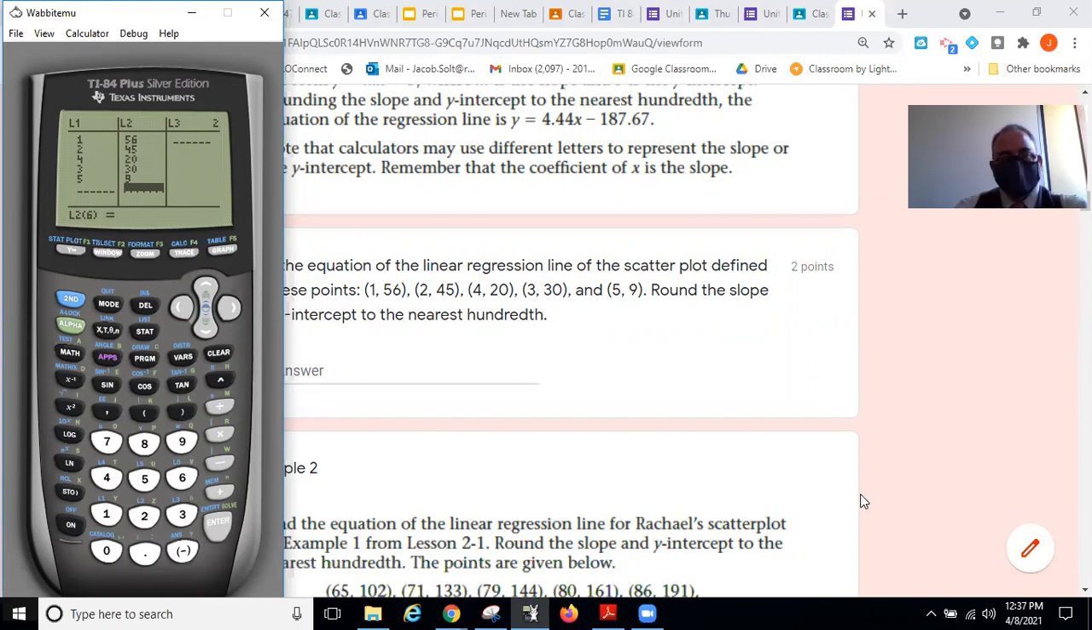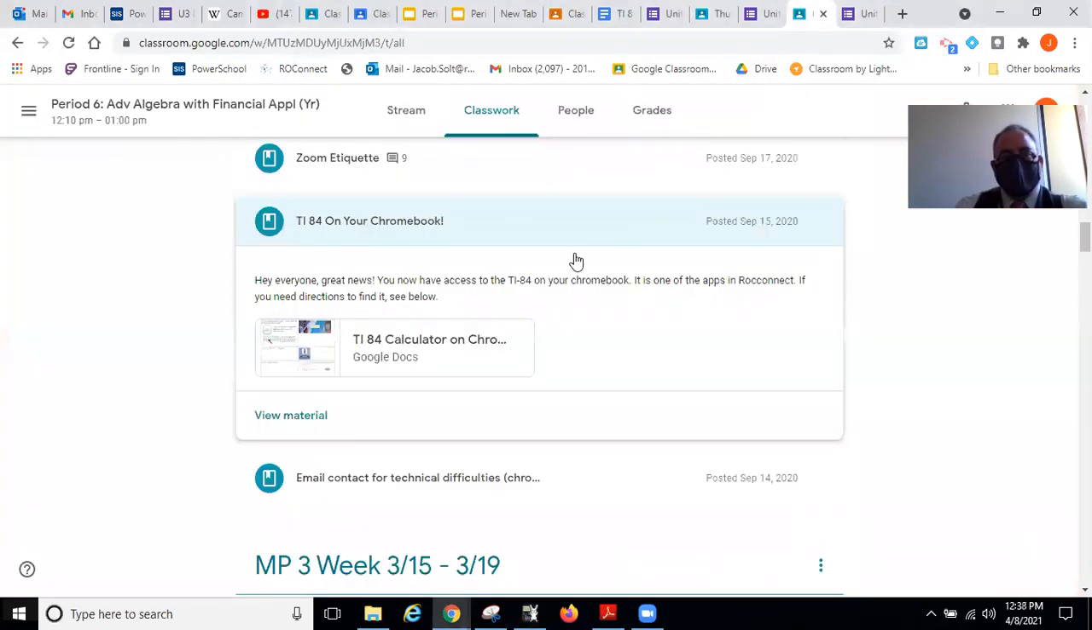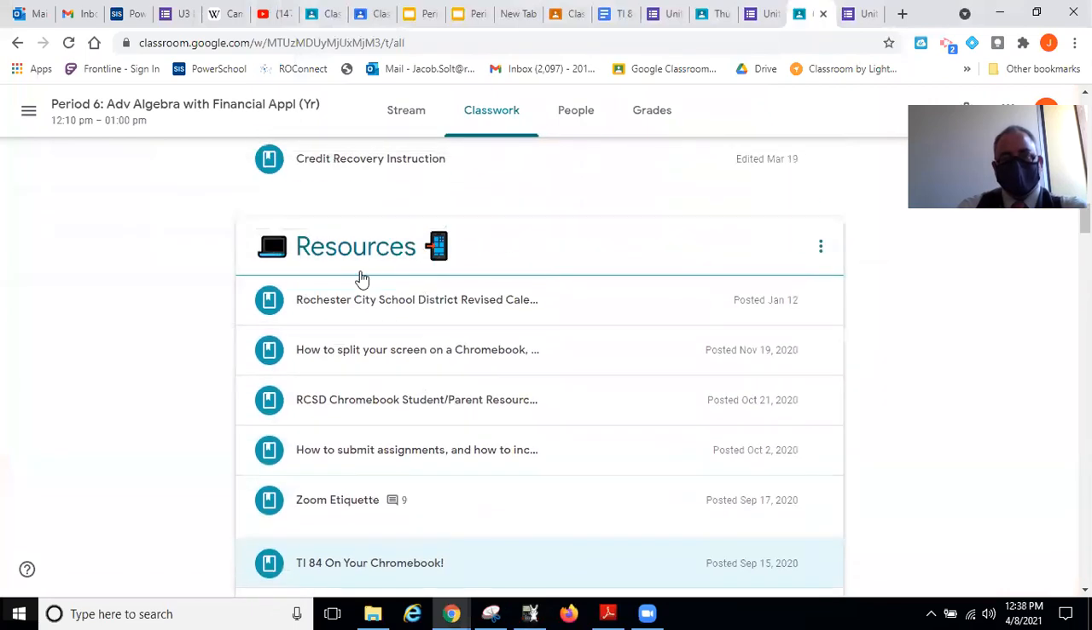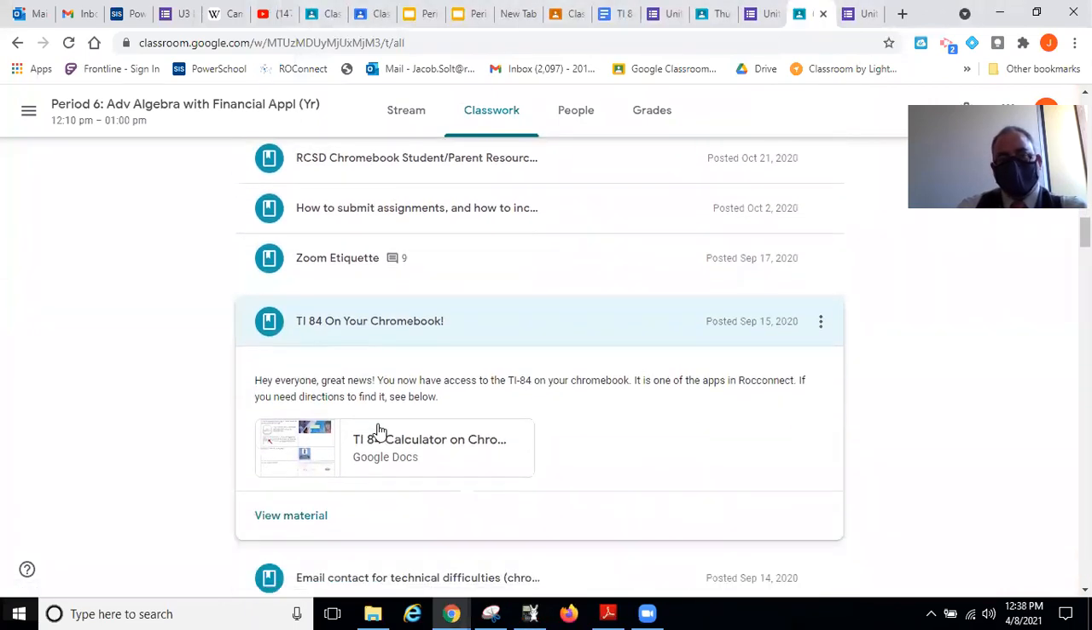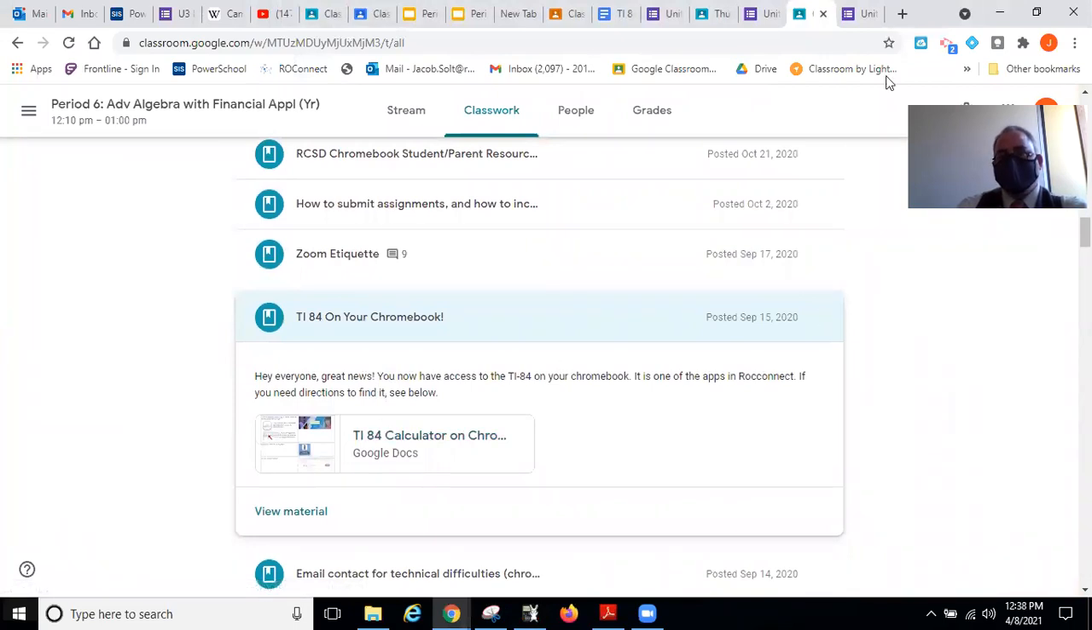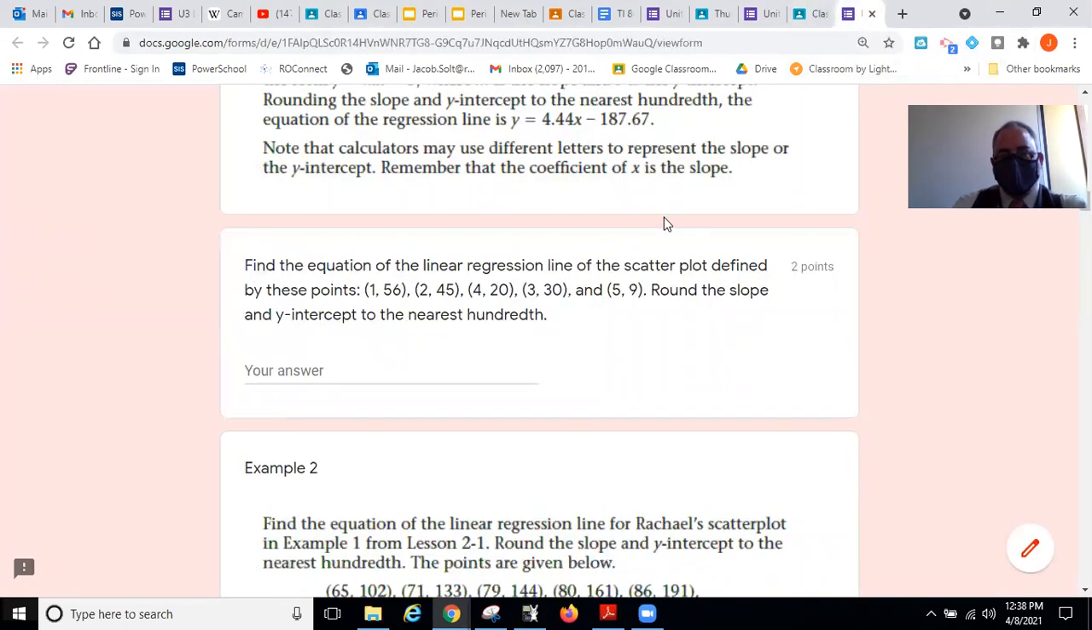All right, I'm about to run a linear regression. For those of you, just a real quick repeat on how to get the calculator on your screen. Go to period 6, classwork, there's a little section called resources. On resources, there's this thing called TI-84 on your Chromebook. Click on that. There's a little document we talked about earlier in class. Step-by-step instructions how to get this calculator on your Chromebook. For now, just play along. You can try to get your calculator on your Chromebook while we're working, however you want to do it.